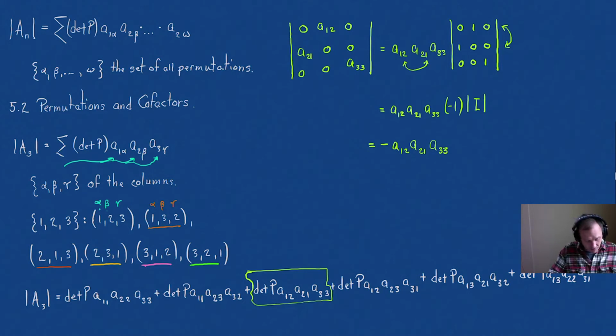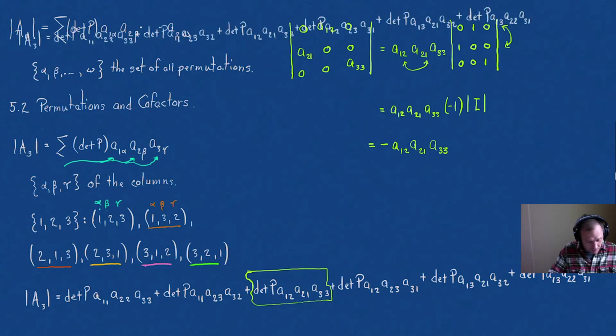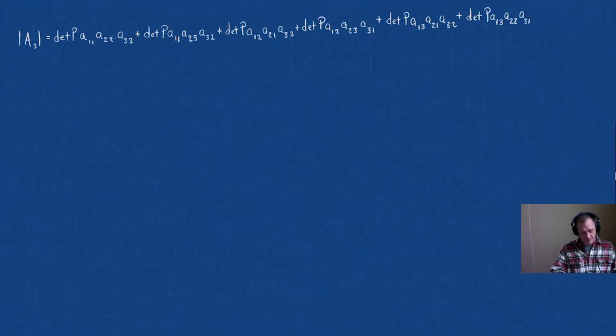All right, so with that in mind, let's continue back with our big formula here. Here's what I want to do. Let's figure out what all of these determinant of P's for each term are. Look at this.